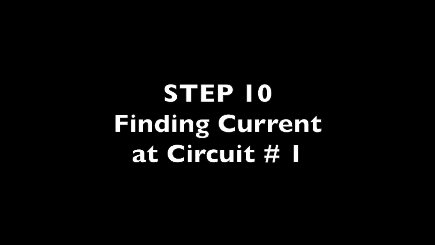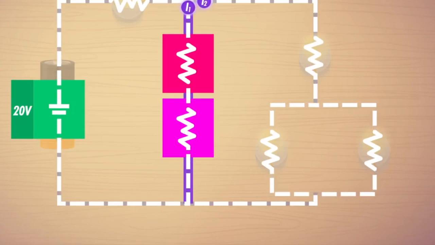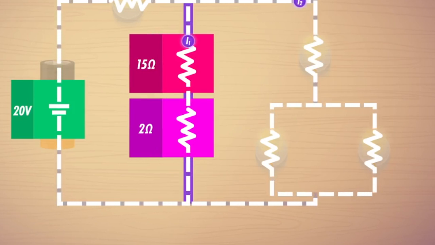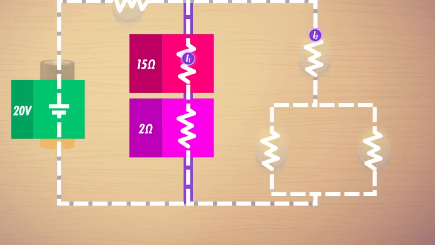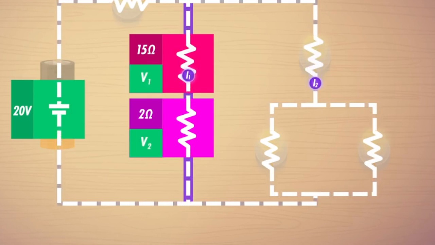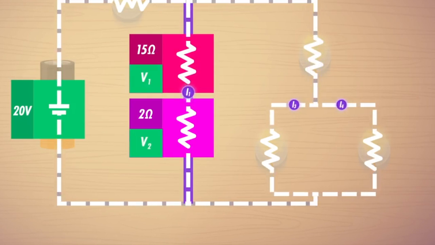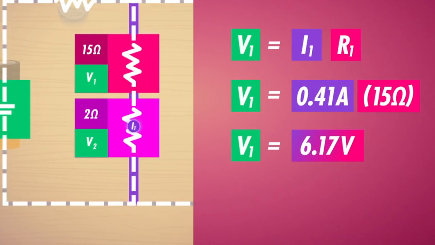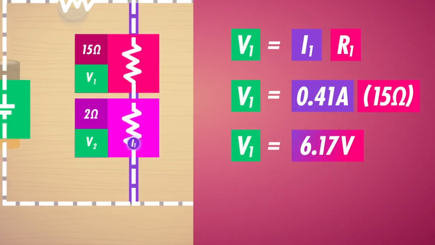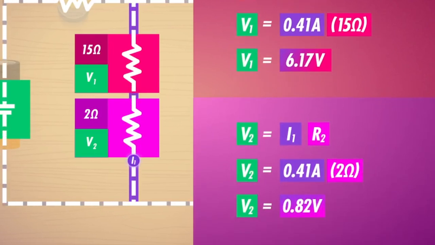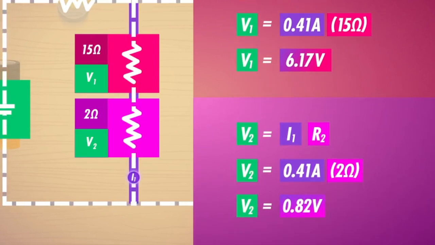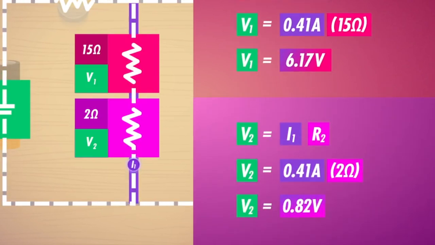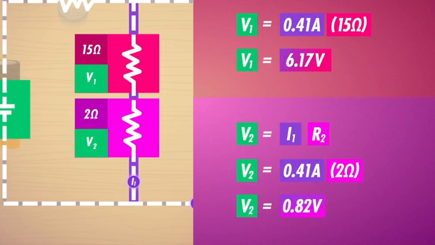Now let's go back to, this is the final, the one that is in series relationship. Now here current would be the same because it's in series relationship. So what is the current over here? There would be a voltage drop, so let's find the voltage drop first. Voltage in 15 ohms would be 6.17 and voltage in 2 ohms would be 0.82. Now let's find the current. Current would be the same over here because it's in series relationship.